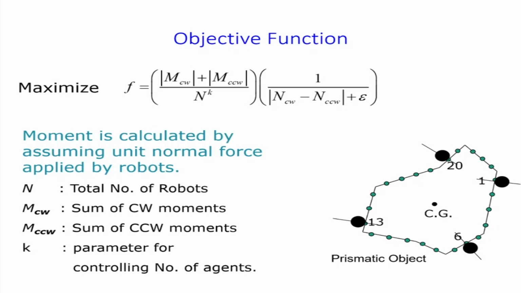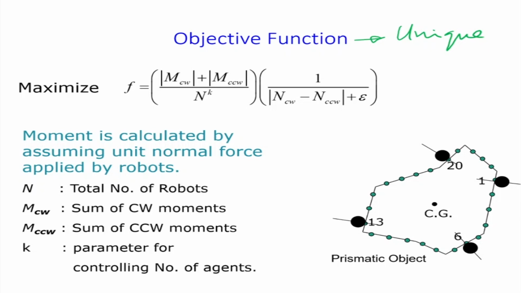Now please note that there is no unique objective function. It depends on what objective function you are trying to use. You can change and play with the parameters. So in this case, what we are maximizing is the clockwise moment plus the anti-clockwise moment. We want to maximize that.